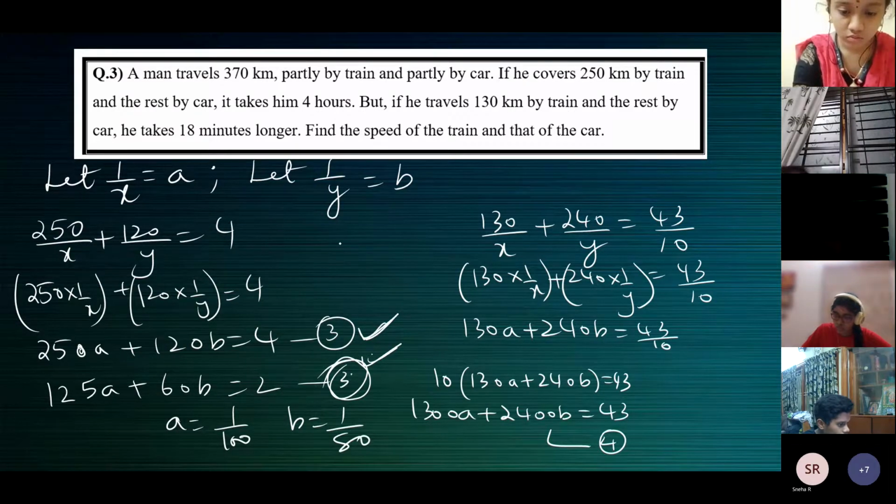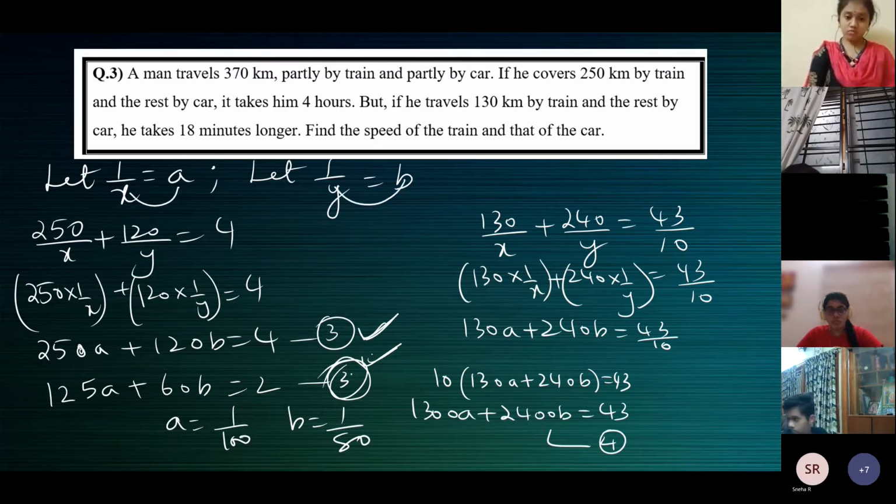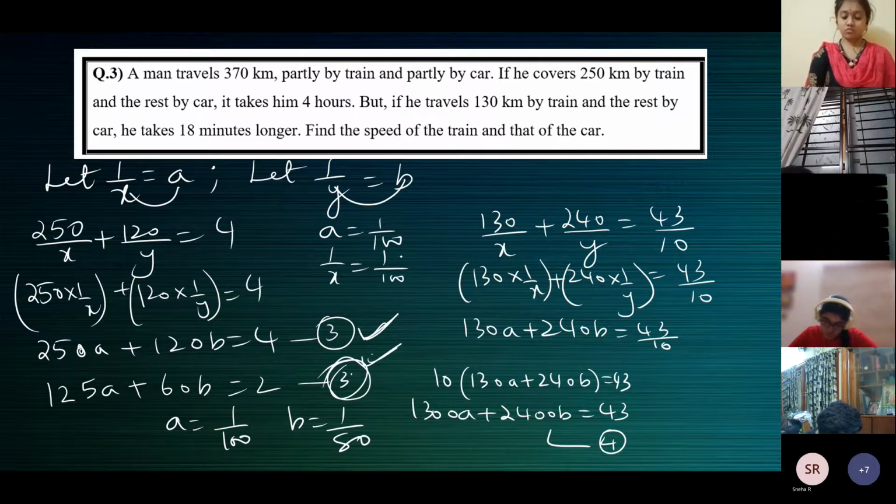So A is 1 by X and B is 1 by Y. If you get A as 1 by 100, that means 1 by X is 1 by 100, which means X is 100. And Y is 80. So you must write speed of the train is 100 kilometers per hour and speed of the car is 80 kilometers per hour.